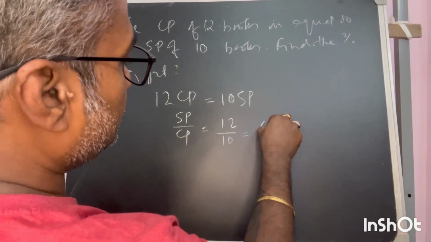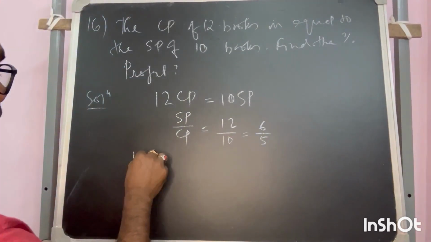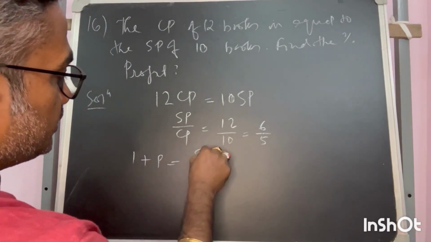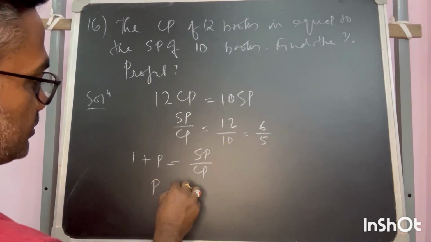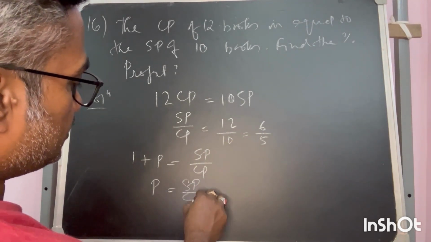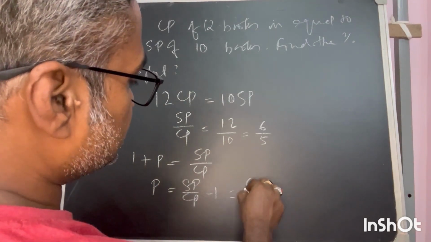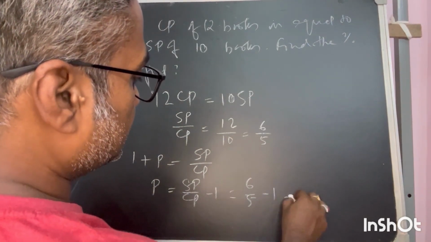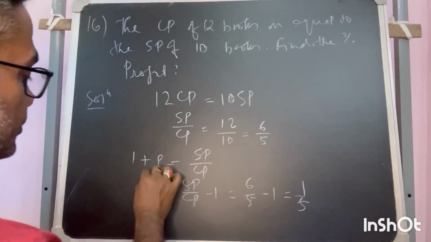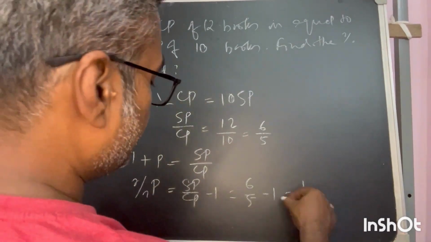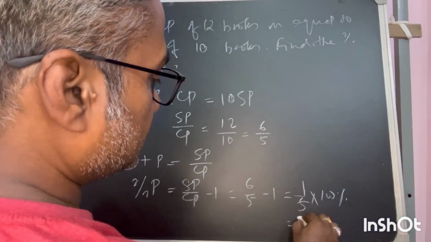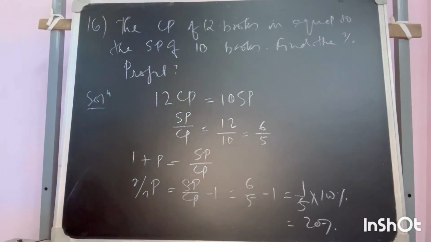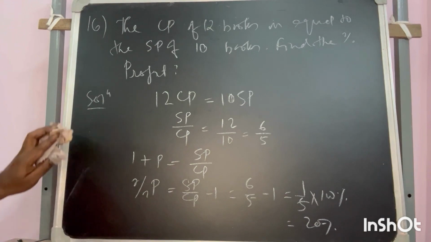This will be useful because 1 plus profit is nothing but SP by CP, isn't it? So profit is equal to SP by CP minus 1, which is equal to 6 by 5 minus 1, which is equal to 1 by 5. So now if I want to calculate the percentage, percentage profit is equal to 20%. So it is straightforward.